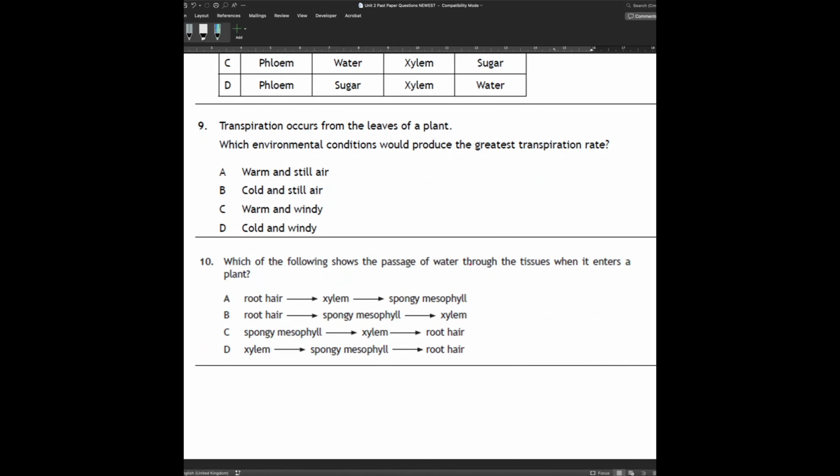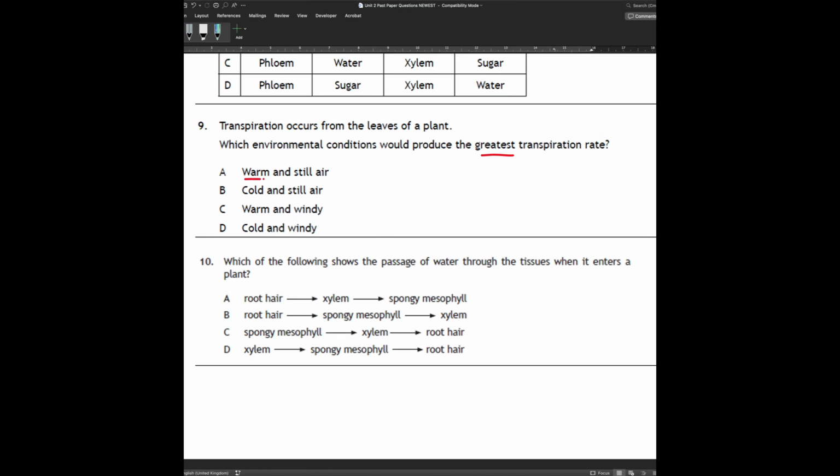Question 9. Transpiration occurs from the leaves of a plant. Which environmental conditions would produce the greatest transpiration rate? Okay, so we want to increase transpiration. Now, we talked about 4 factors. If we can remember the 4 factors, they were temperature, surface area, humidity, and wind speed. So which of those 3 would cause an increase in transpiration rate? It would be wind speed, temperature, and surface area. Okay, so do any of these suggest an increase in temperature and an increase in wind speed?